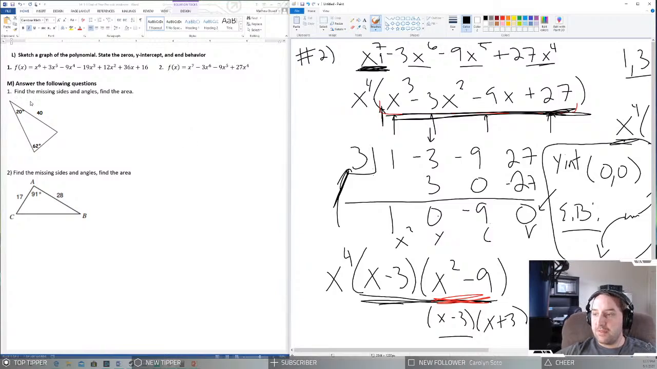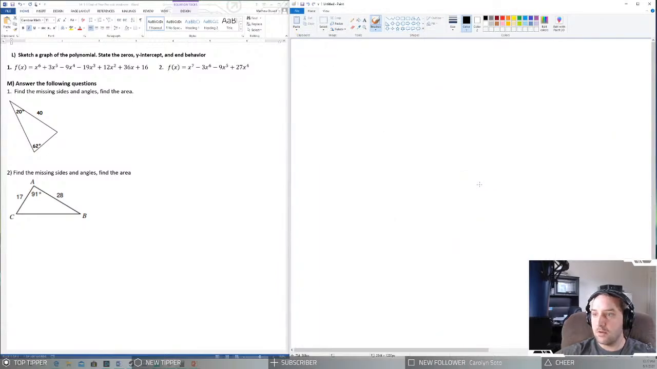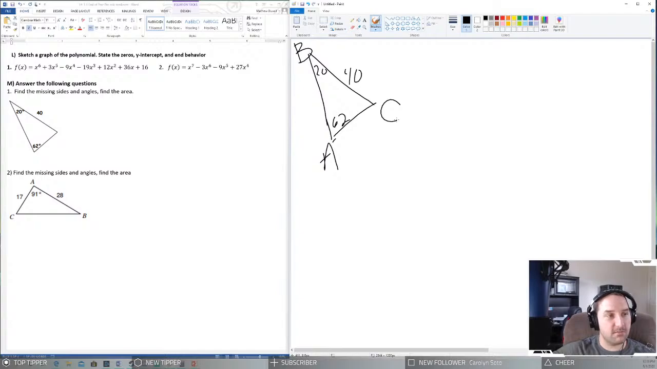So let's finish up with some law of sines and cosines. For this triangle down here, that's 62, that's 20, and that's 40. Let's just label it A, B, and C because that'll make things easier. You can label it however you want, you could say C, B, A. It doesn't matter. We just have to be consistent. And then this is side C, and this is side B.